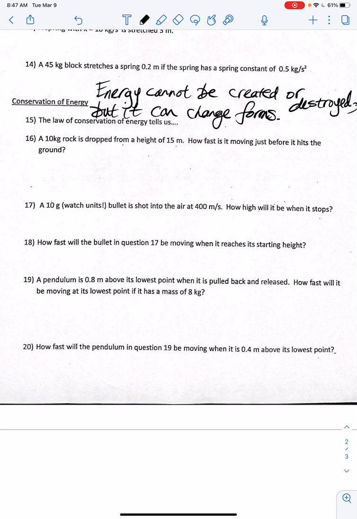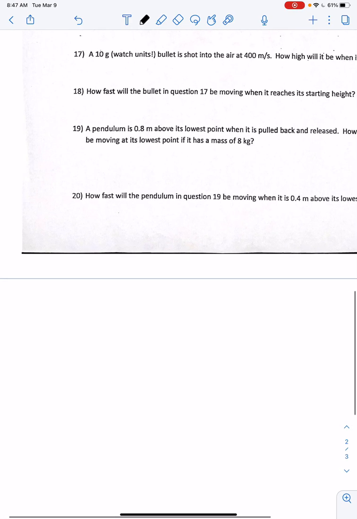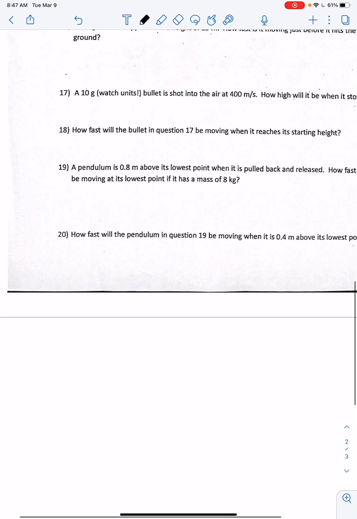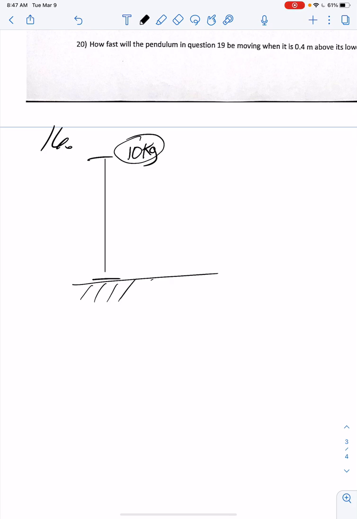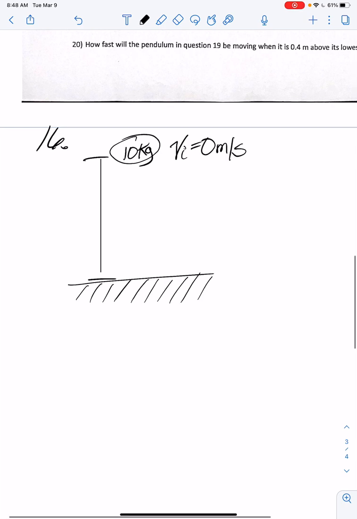16, a 10-kilogram rock is dropped from a height of 15 meters. So with these conservation of energy problems like 16, it's always best to start with a drawing. So I'm going to work down here because I need a little more room. For 16, it says we have a 10-kilogram rock, so I'm just going to go ahead and draw that. It was dropped from some height here. So let's go ahead and label that, and we'll have the ground be right here. It is dropped, so its initial velocity is going to be 0. And we want to know what its final velocity is.